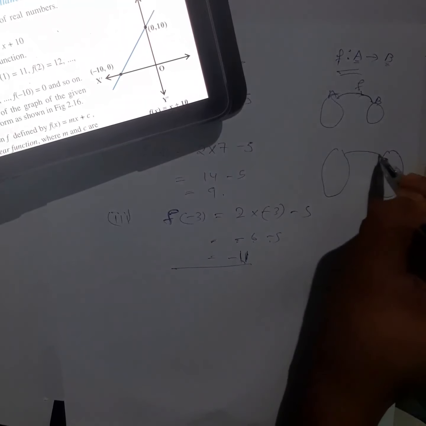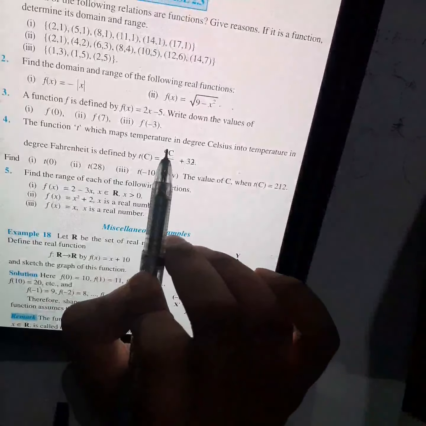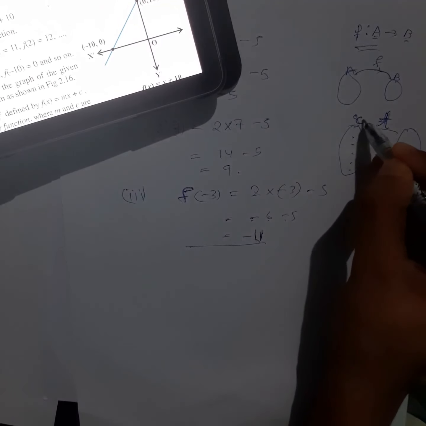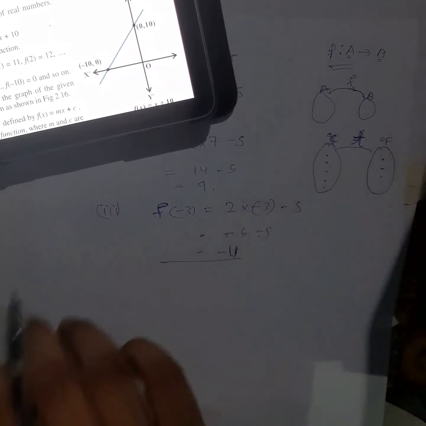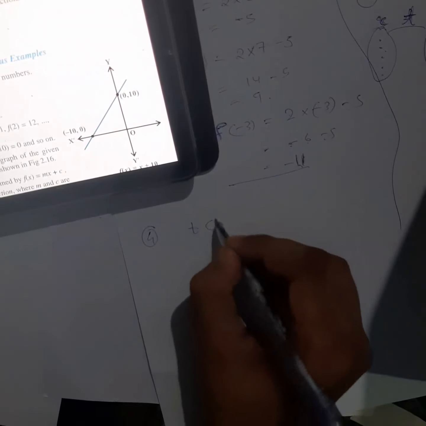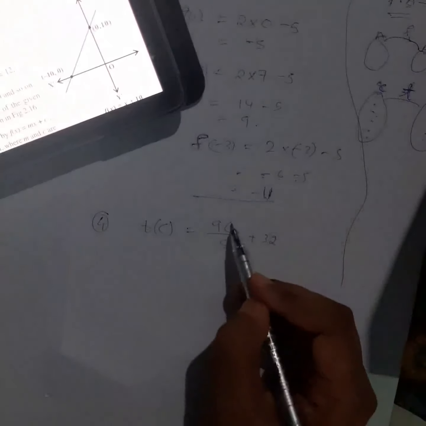So see here, the function t which maps temperature in degree Celsius, okay? So here the function is t, which maps temperature in degree Celsius into temperature in degree Fahrenheit. So here also it will be temperature, in terms of degree Fahrenheit. It's defined by this. So they have given the function here, number 4: t of c is equal to 9c by 5 plus 32.